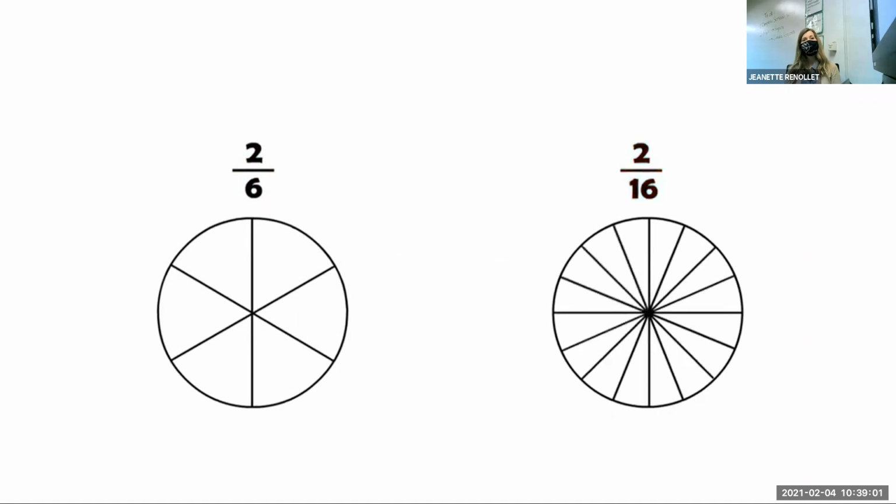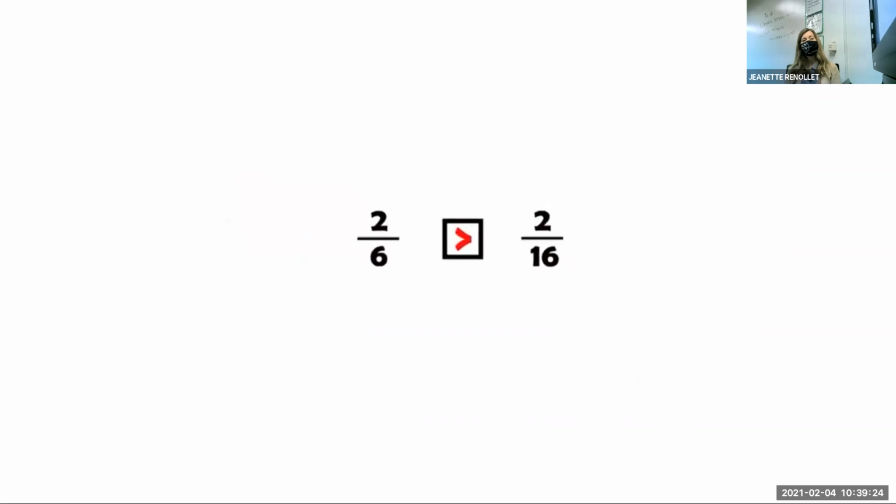As you can clearly see, 1 part out of 6 pieces is bigger than 1 part out of 16 pieces, and 2 parts out of 6 is bigger than 2 parts out of 16. Therefore, the fraction 2/6 is greater than 2/16. In general, if the numerators of two fractions are the same, the fraction with the smaller denominator is the greater fraction.